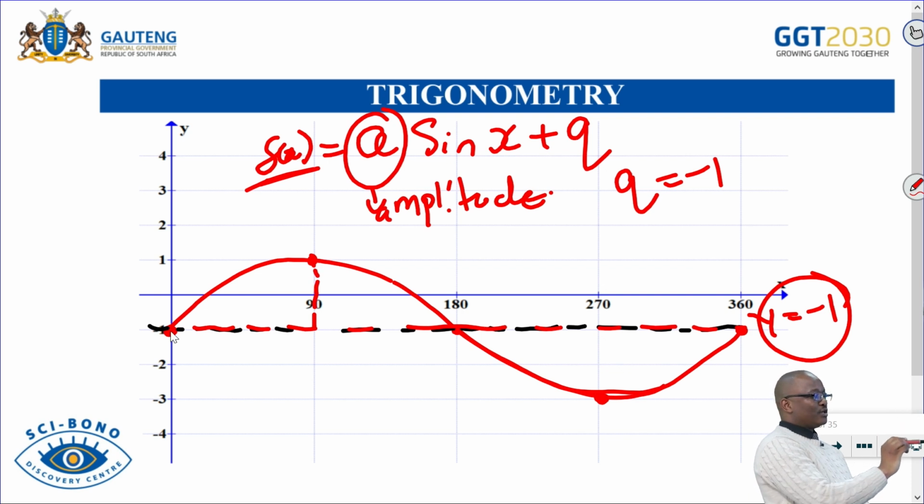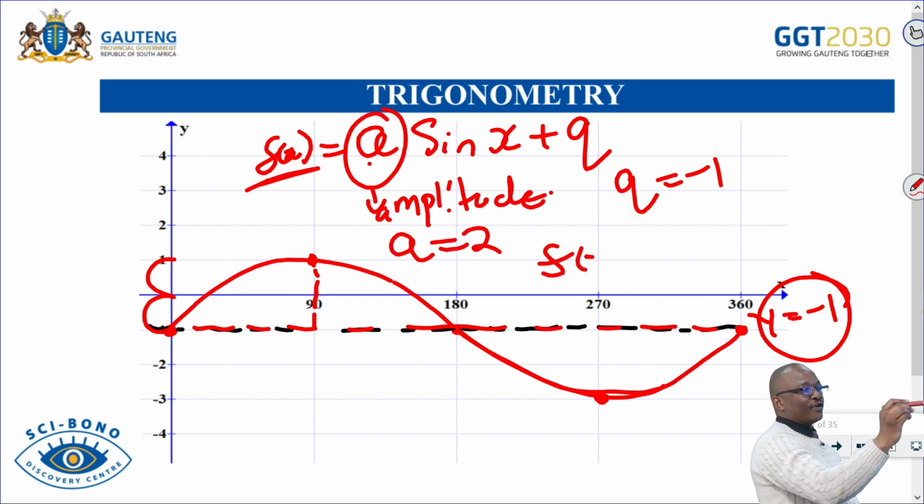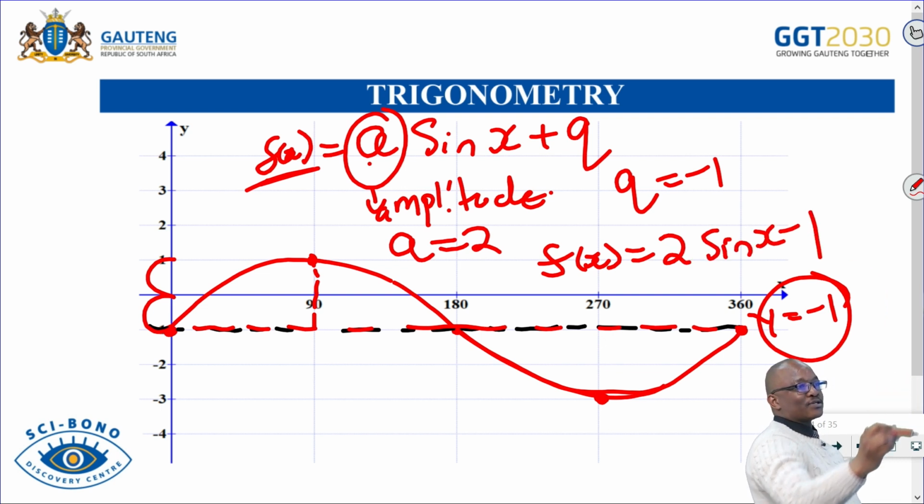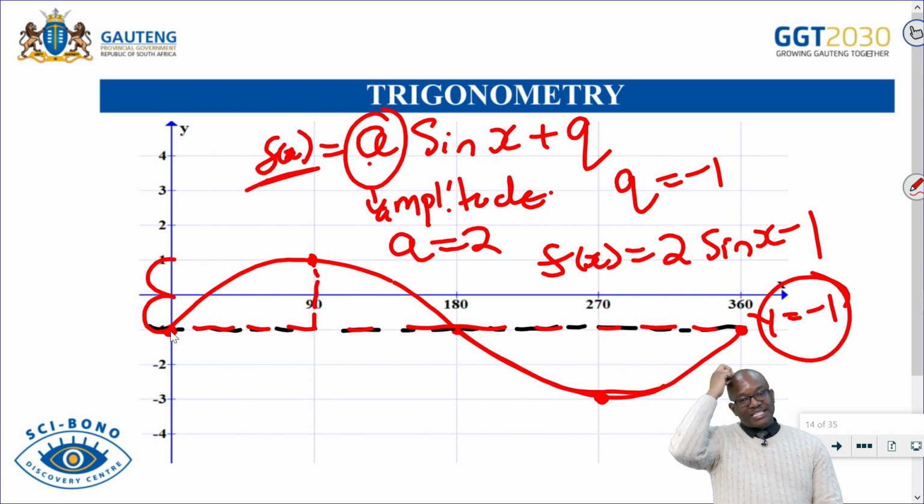And A is the amplitude. So for the amplitude, you're going to count from the midline to the turning point, which is 1, 2 units. So your A now is going to be 2. So f of x is going to be 2 sine x minus 1. That's how you will be determining the equation of f of x if they draw the graph for you and ask for the unknown variables that are affecting your function. So that's how you will do it.